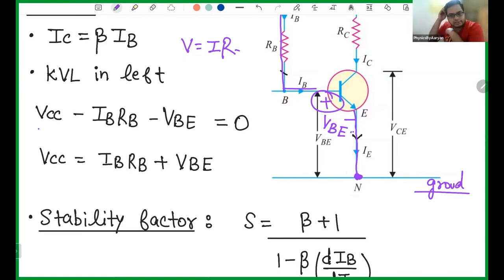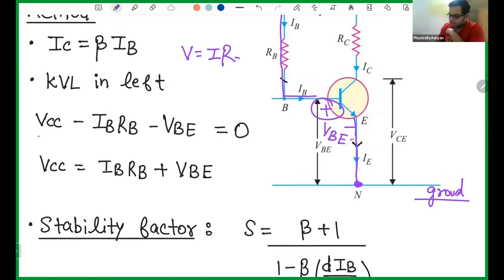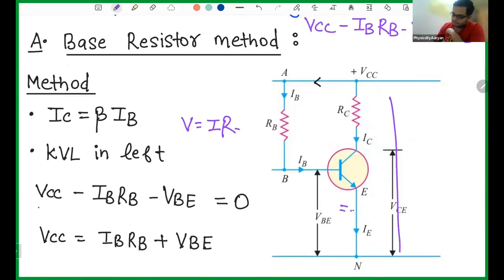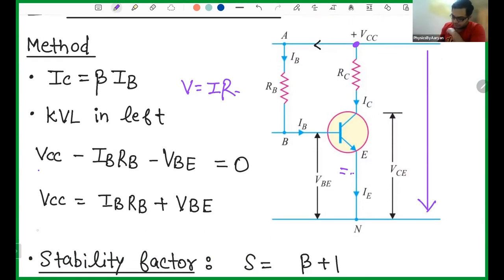Then in the circuits we apply, let me explain one more Kirchhoff voltage law. We can even apply the Kirchhoff voltage law in this loop as well. So it's also open loop. So I start from VCC. So plus VCC.